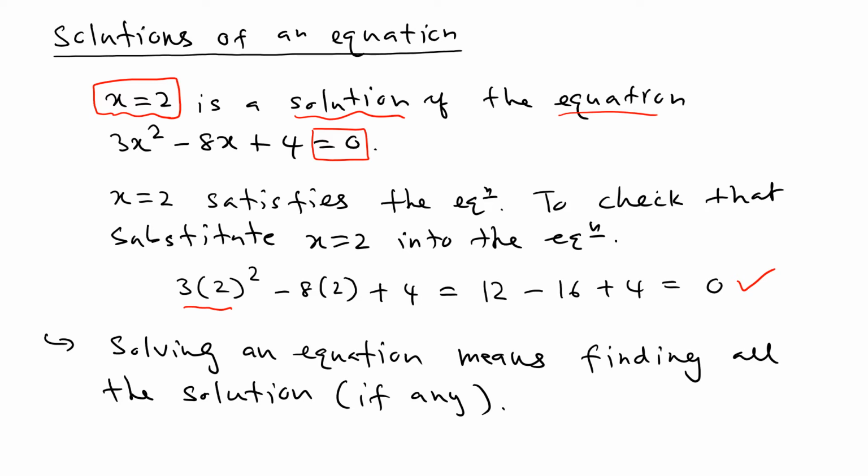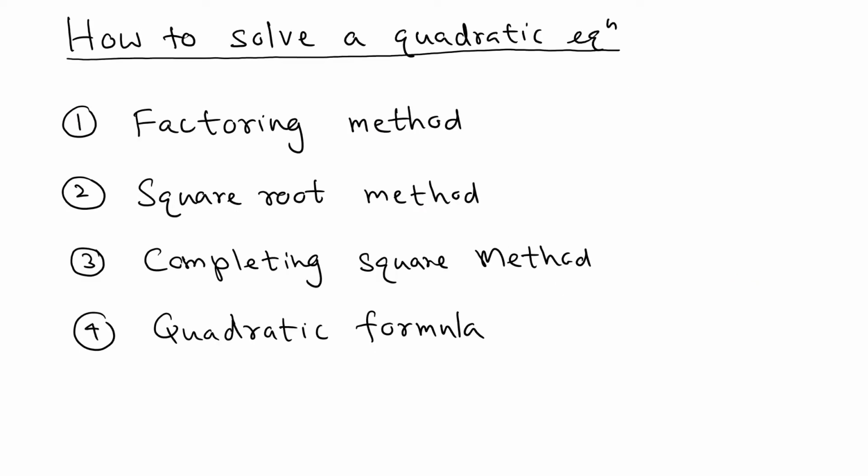A quadratic equation can be solved in 4 different ways. First, we can use the factoring method, then the square root method, the completing the square method, and the quadratic formula. The most common ones are the factoring method and the quadratic formula, the first and the fourth one. Let's see them one by one.